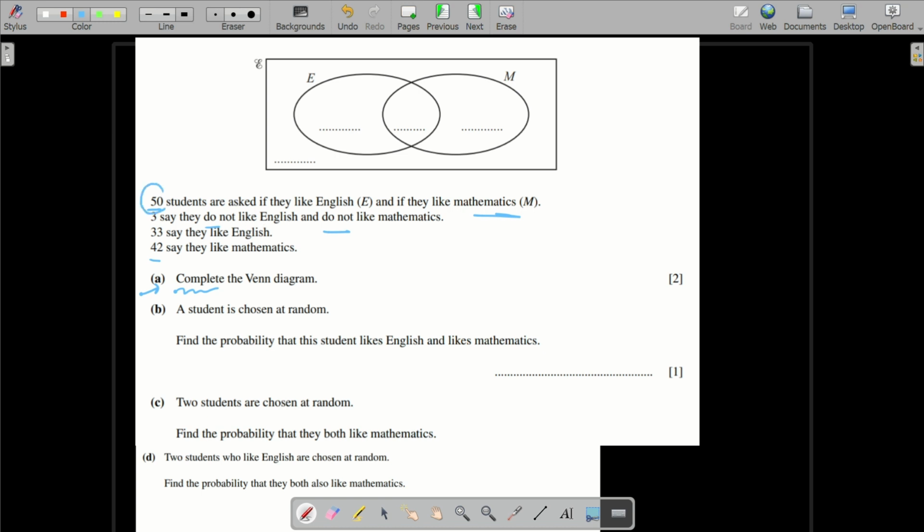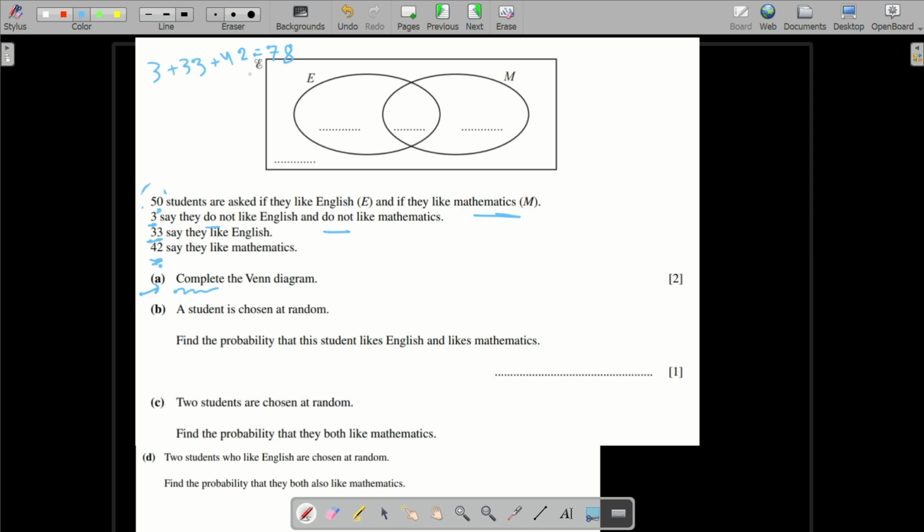The total number of students is 50, which means the numbers which you are going to write here must add up to 50. This is number one. Number two, maybe you will ask yourself, Mister, how can they add up to 50 while if we add those 3 and 33 and 42, it will be more than 50. And now here is the trick. Add them, so 3 plus 33 plus 42. Here the answer is going to be 78.